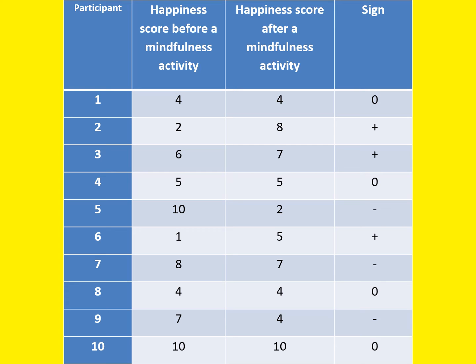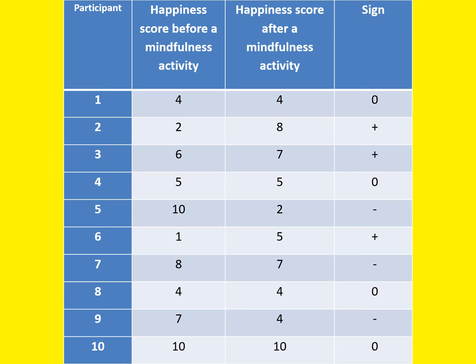The next person was 2 out of 10 to start with and 8 out of 10 after, so they got a plus because they were happier after. Participant 5 was a 10 to start with, but obviously didn't like mindfulness, was a 2 after, they got a minus. So this table is just to show you how you might get 0 scores.